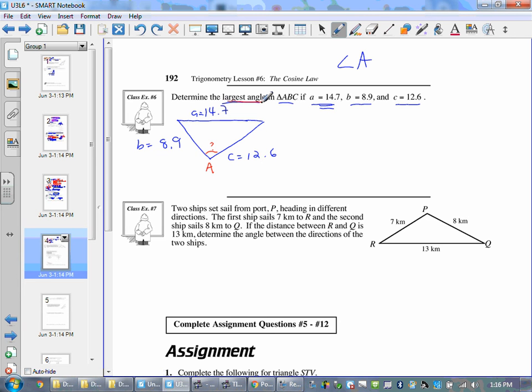Okay, so we are going to use this formula. Cos A equals B squared plus C squared minus A squared over 2BC. Perfect.